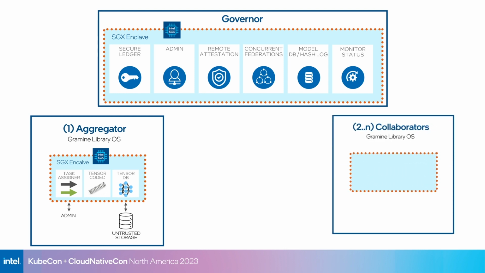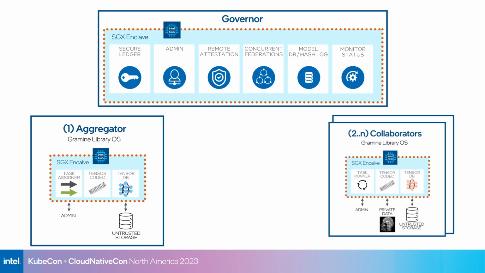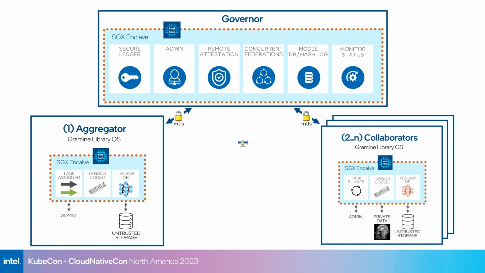Next, we have the collaborator nodes. There can be many of these. This is where all of the localized training happens and is the real value of OpenFL. Each collaborator keeps their data local to their location. All of the tasks needed by OpenFL in the training happens within the trusted execution environments. All communication between collaborators to aggregators and aggregators to the governor use mutual TLS for maximum privacy.